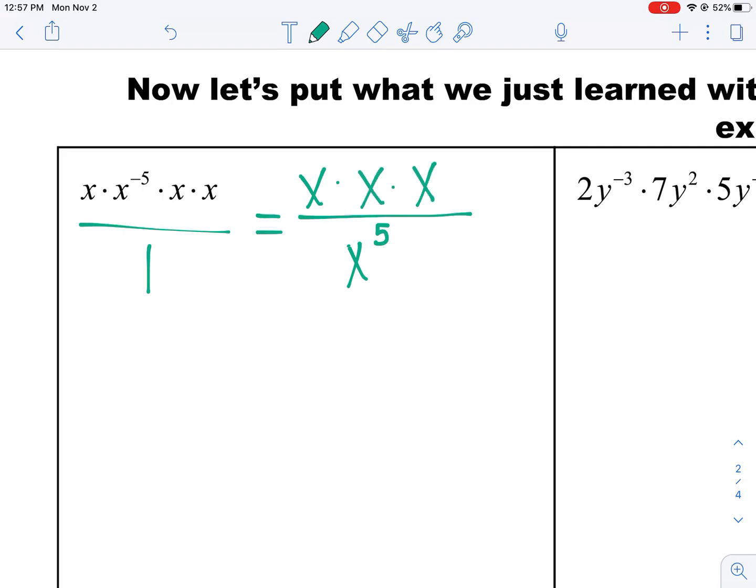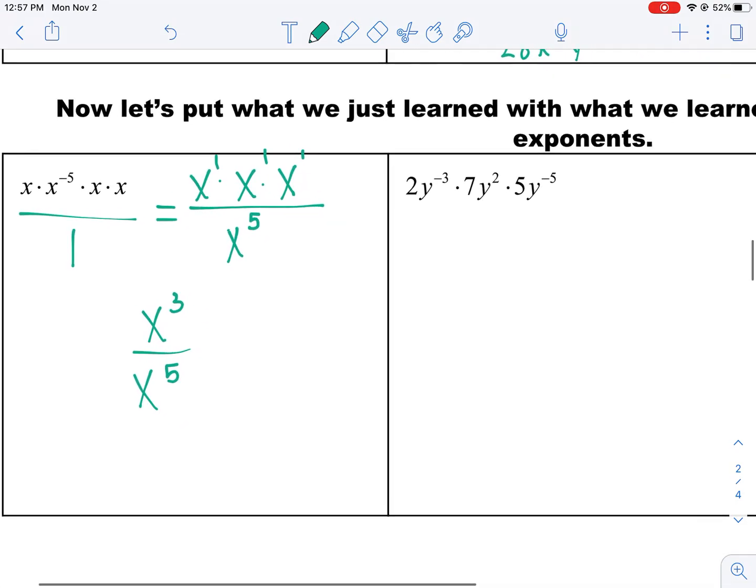Now, if we had started with anything underneath and it was positive, it would have stayed on the bottom of the fraction. We use our product of power rule to get x to the 3rd over x to the 5th. Next class period, we will learn how to simplify this x over x situation, but for now, you should be leaving it like that.